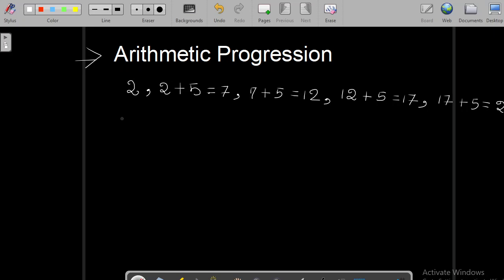So as you can see, the series hence formed is 2, 7, 12, 17, 22, and so on. This series is called arithmetic progression. The arithmetic progression has two main identities.